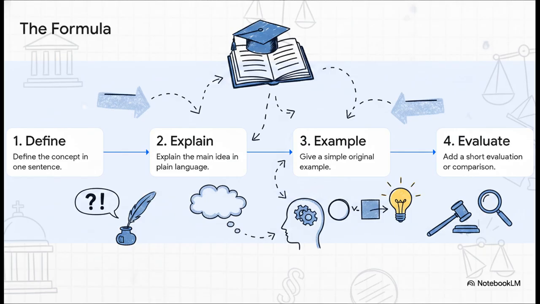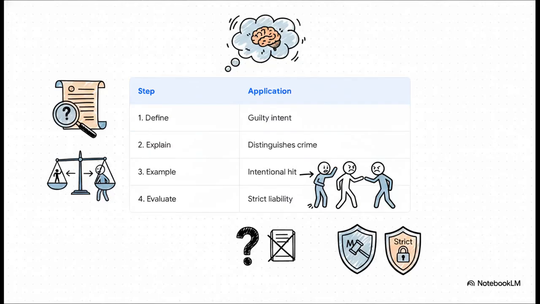Step 1, define the concept in a single sentence. Step 2, explain the main idea in plain language. Step 3, give an original, real-world example. And Step 4, add a short evaluation or comparison. This structured approach proves to your professor that you deeply understand the why behind the concepts, rather than just regurgitating textbook definitions. Let's see this in action.